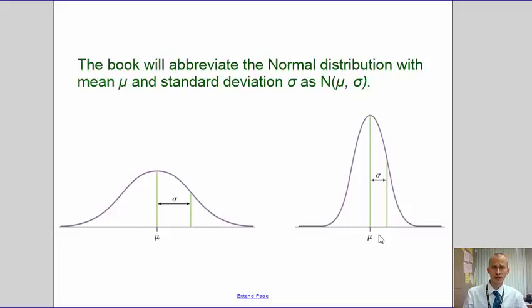Our book will sometimes abbreviate it as N, parentheses, and then mean and standard deviation. I'll give you those pieces of information in that format. That's not something that is standard across all of AP statistics. What I mean by that is it's not something you're going to see on the AP exam, but it's something that our book uses. So I just wanted to make you aware of it. When you see that notation, they're talking about a normal curve and they're giving you the mean and the standard deviation.